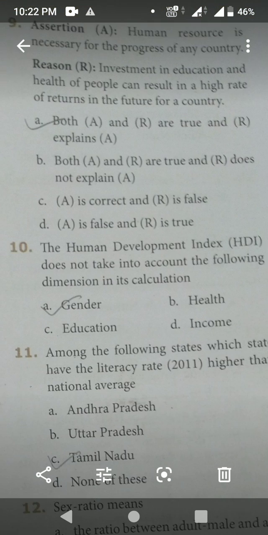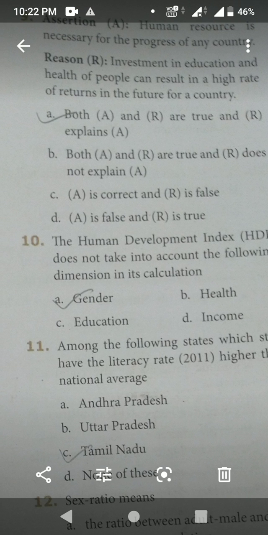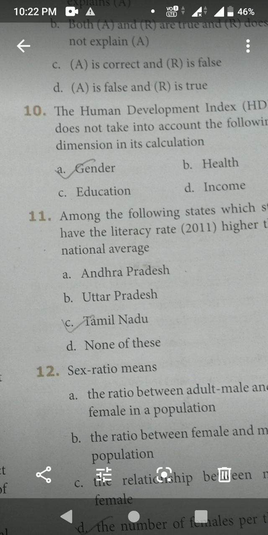10th question. The Human Development Index, HDI, does not take into account the following dimension in its calculation. Option A is the correct answer, gender. 11th question. Among the following states, which state has the literacy rate 2011 higher than national average? Option C, Tamil Nadu.